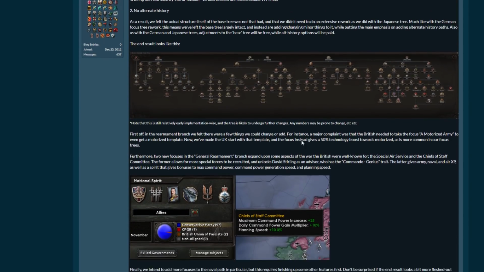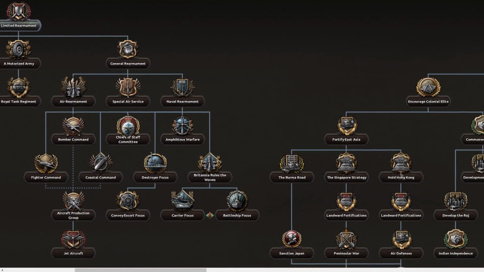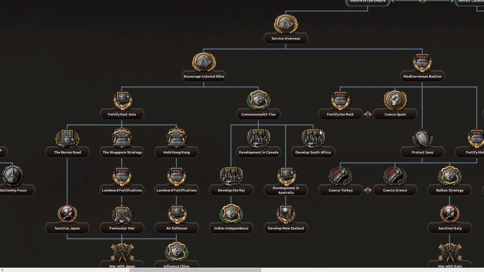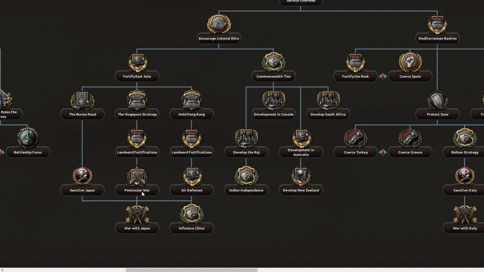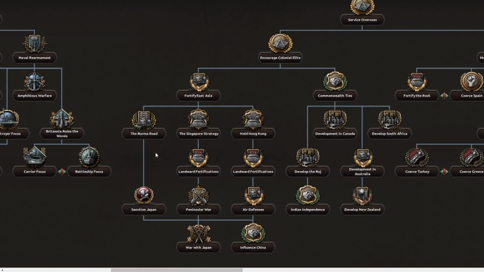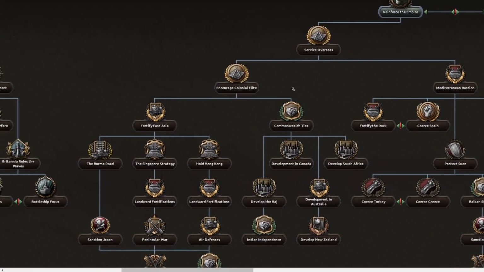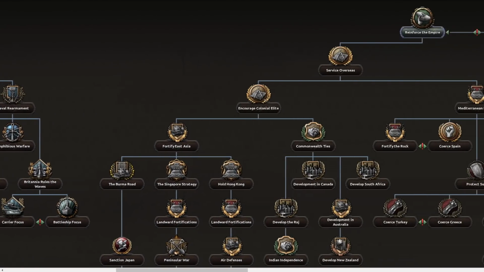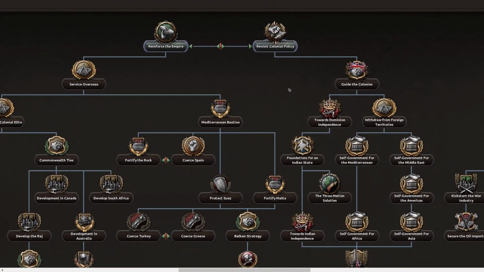Okay, so what else we got going on here? Let's look at the focus tree a little bit more in depth, see what the other changes are. So this is the same as it once was before. Reinforce the empire benefits industrially towards the empire itself, and that would give you factories, and it would also appease the colonies to keep them under the United Kingdom for as long as possible. But now we have the option of revisit the colonial policy.